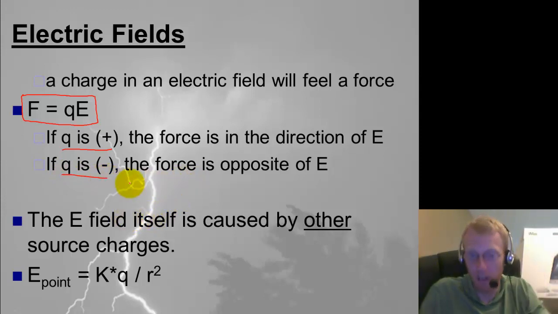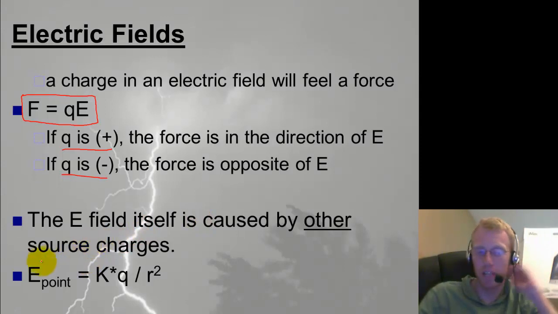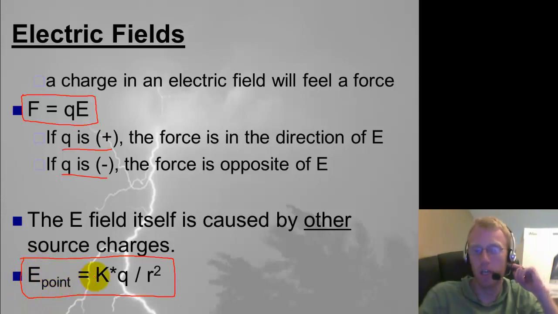The E field itself is not caused by that particular charge, it's caused by everything else around it. So the net cumulative effect of everything else around it is going to cause a particular E field, which will cause a particular force on any one given charge. And each individual one of those other charges has its own E field, which is given by this formula here. The electric field caused by a point charge is kq over r squared. So you'll have to find all these different ones and add up the vectors.